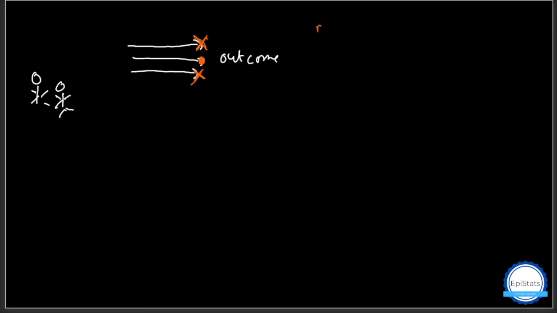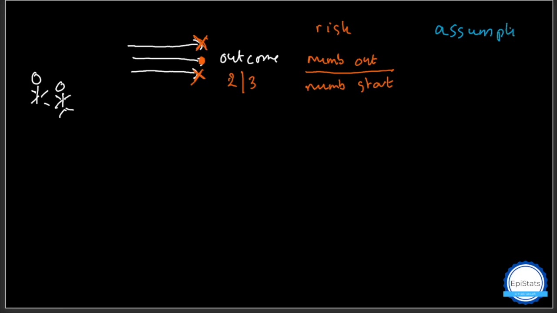Then the easiest measure of frequency is the so-called risk, where we count the number of outcomes and we divide it by the number who have started the follow-up period. Here that would be 2 outcomes out of 3 people starting. The assumption that we make with this calculation is that all participants have a complete follow-up.